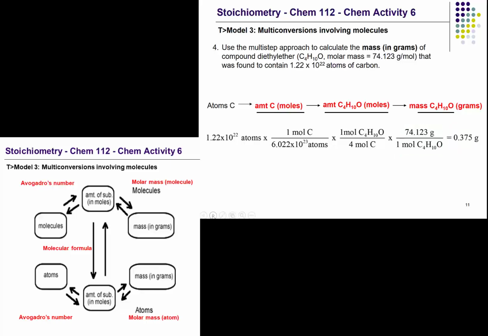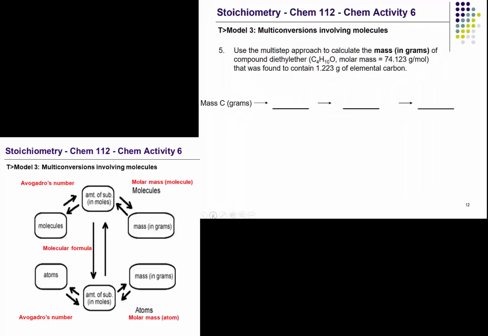Let's now turn our attention to the key question number 5. In this case, we're starting with a mass of elemental carbon and we're trying to calculate the mass of a compound. In terms of our chart, we're starting here. Mass of carbon. The only thing that we can really do is to convert that to the amount of carbon atoms. After we know the amount of carbon atoms, we use the molecular formula to find the amount of diethyl ether in moles. Once we know the amount of diethyl ether, we can calculate the mass of diethyl ether. The unit plan would look something like this.